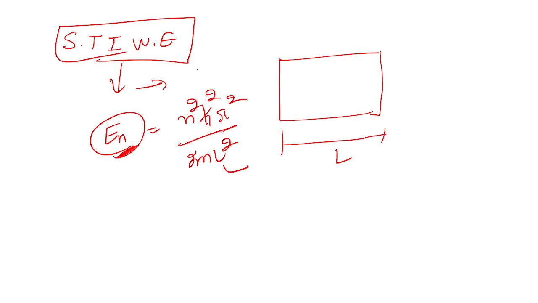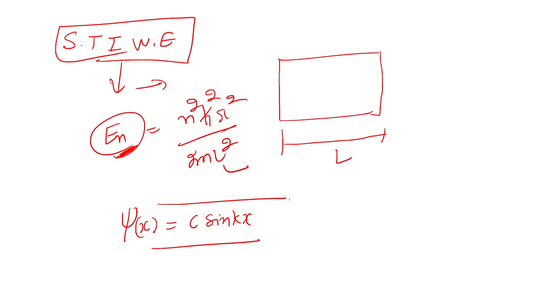In the process of deriving this expression for energy, we got an equation in the middle: phi x is equal to C sine kx. This is the expression that we get in the middle of the process while calculating the energy for the particle moving inside this box. C is the amplitude.